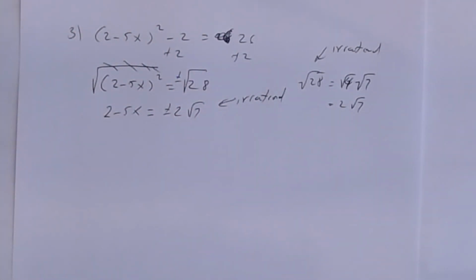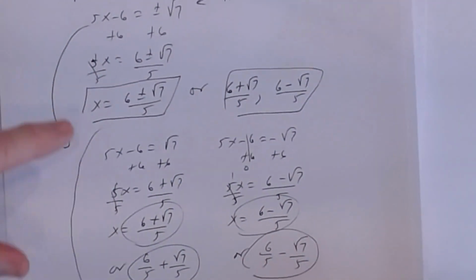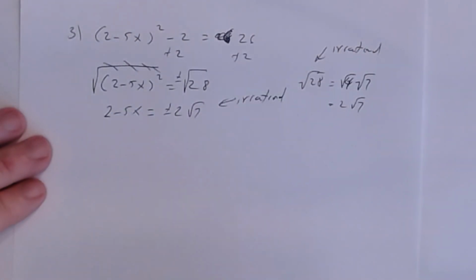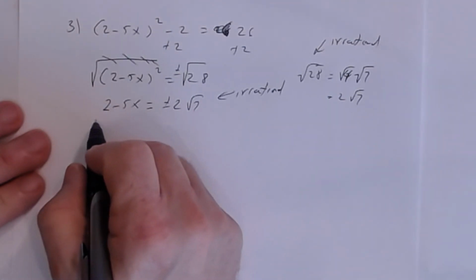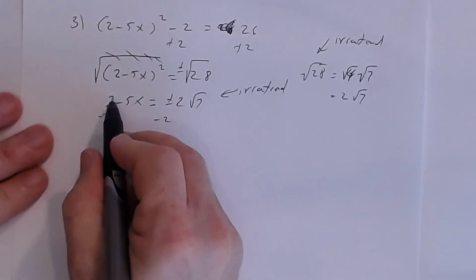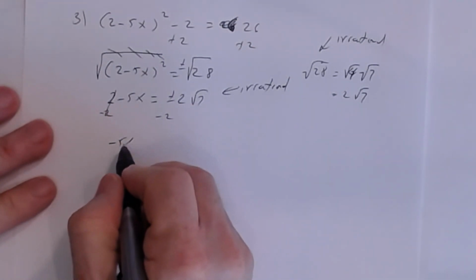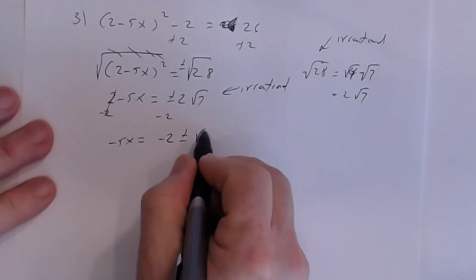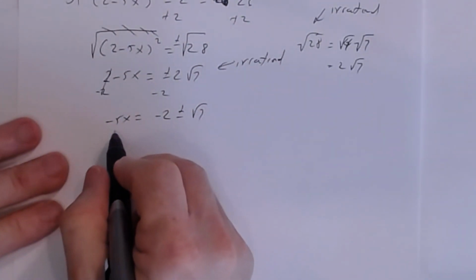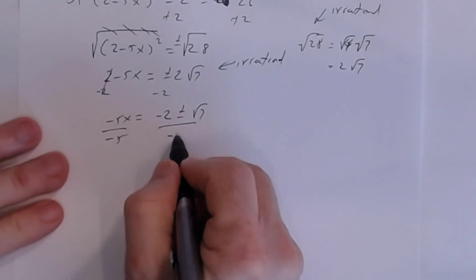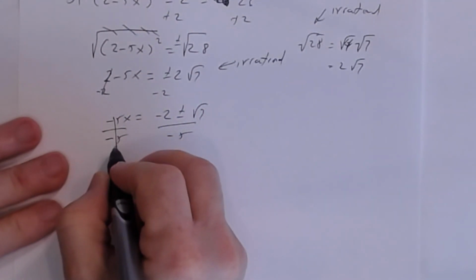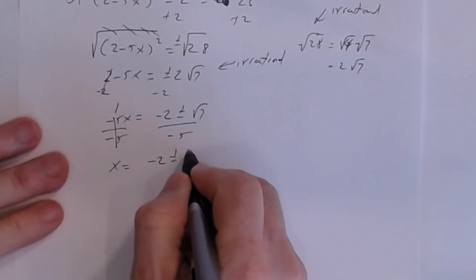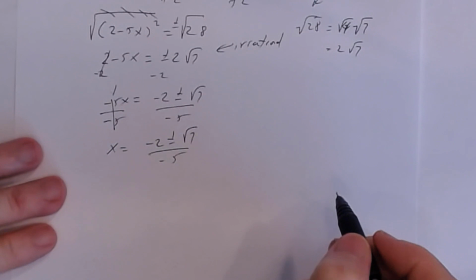So you're going to do it just like you did these right here. So you have multiple ways of writing your solutions. So let's go ahead and get x by itself. So let's go ahead and subtract 2 from both sides. So 2 minus 2 is 0. So I get negative 5x equals negative 2 plus or minus 2 square root of 7. Okay? And then divide both sides by negative 5, and you get negative 5 divided by negative 5 is 1. 1 times x is x, equals negative 2 plus or minus square root of 7 divided by negative 5.